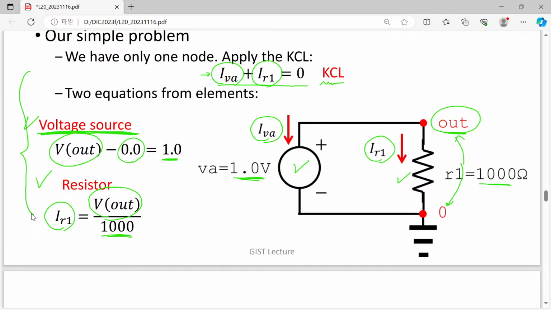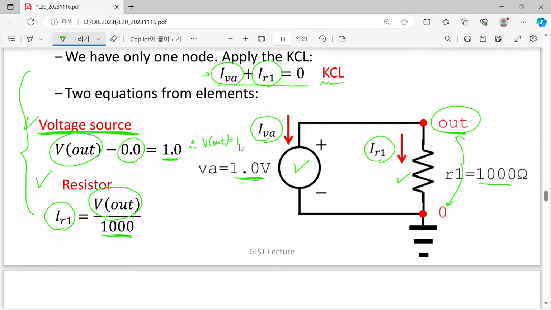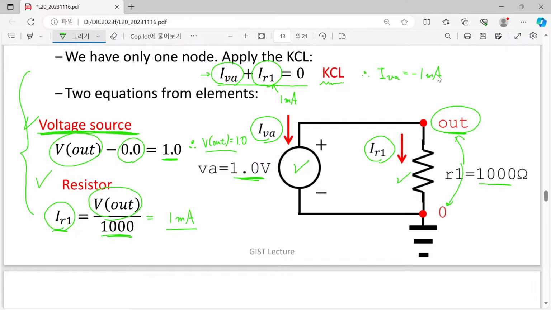So how can you solve the problem? First of all, here we found that V out is equal to 1.0, and from this information we can understand we have 1 milliamp for our I sub R1, and since we have here 1 plus 1 milliamp, then we can understand I sub VA will be minus 1 milliamp. That is the end of the story.